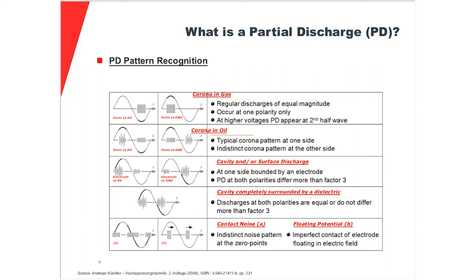While we have here corona in oil, you see the typical corona pattern if it is on high potential on the negative half cycle, while you see the distinct corona pattern on the positive half cycle from the sinusoidal wave. Same is valid if the potential is on ground. It would just reverse what I have just said before.